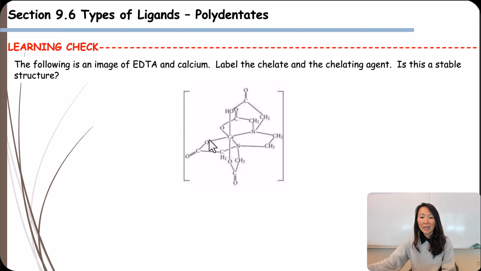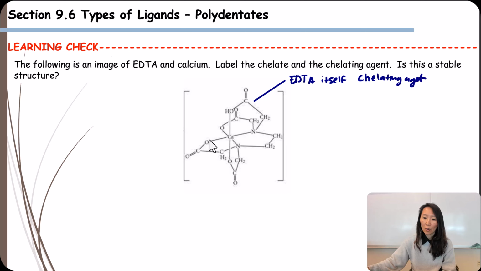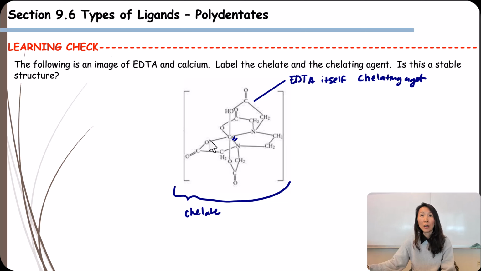Coming back, this EDTA itself is the chelating agent. The whole entire complex right here, because it has calcium in the middle, is the chelate. So you could sort of say any coordination compound or complex ion with a bidentate or polydentate ligand is considered to be a chelate.